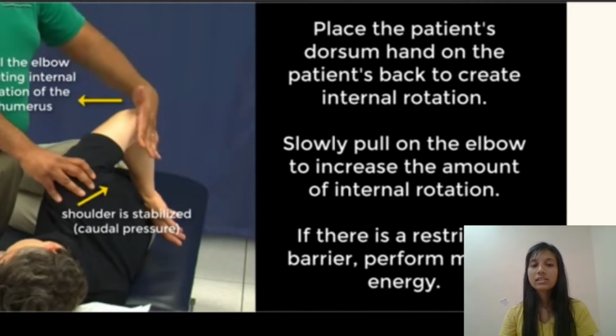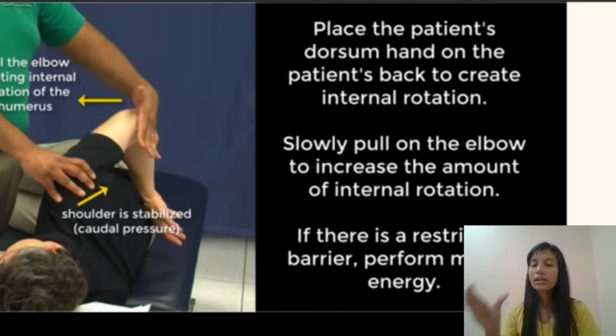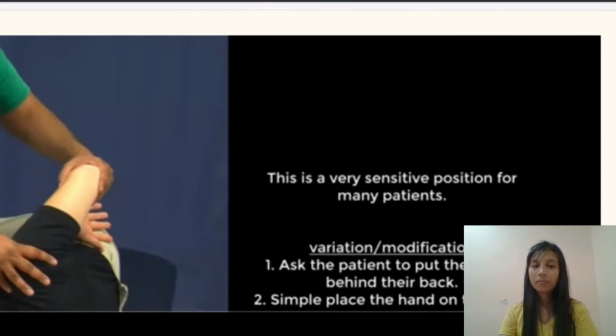Another step is internal rotation, the most important stage in adhesive capsulitis or frozen shoulder, because the most commonly delayed range of motion is internal rotation. Place the patient's dorsum of hand on the patient's back to create the internal rotation. Pull the elbow, creating an internal rotation of the humerus, while the caudal hand stabilizes the scapula. Slowly pull on the elbow to increase the amount of internal rotation. If there is a restrictive barrier, perform the MET.